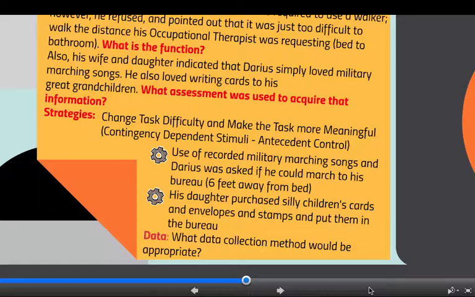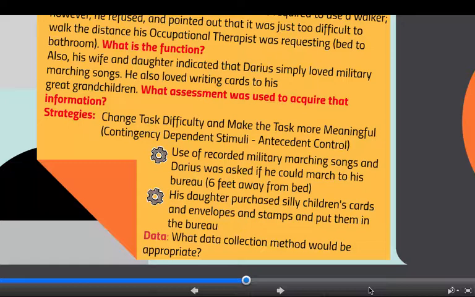Why would he want to do that? Because those children's cards were conditioned reinforcers for him. And he took out a card. He went back to his bed. Why was he motivated to go back to the bed? Because he wanted to sit down and write the card out. So we brought it all together.